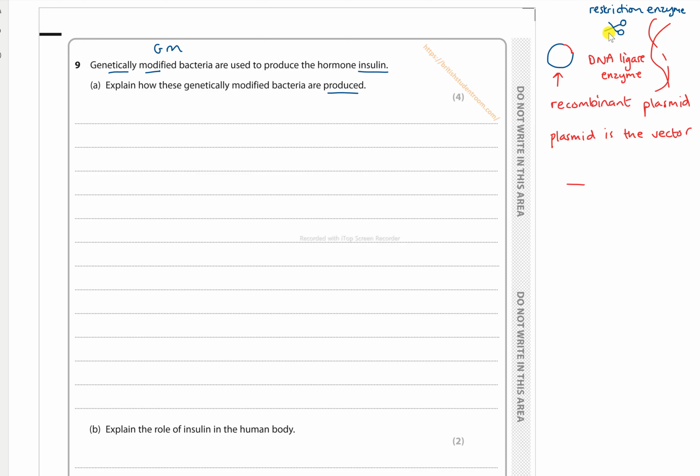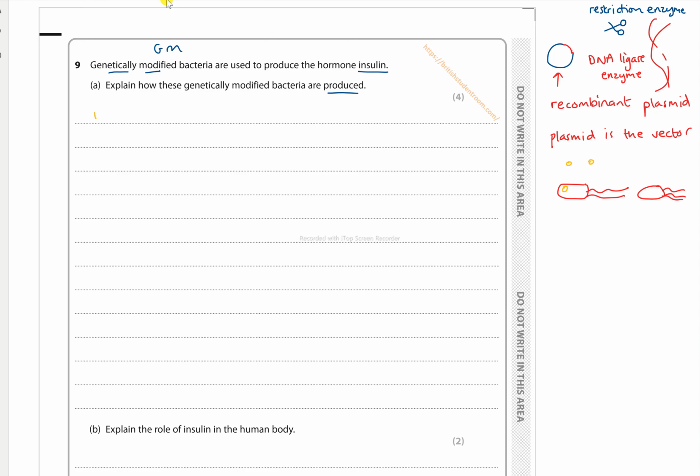Then what you do is you incubate it. You incubate the plasmid amongst some bacteria, and then what happens is they're out here, and these lot absorb them, and then you can incubate these and grow them. We need to explain that.